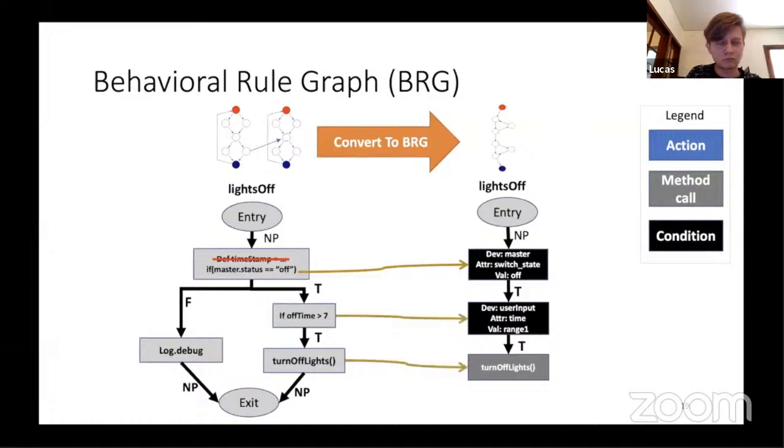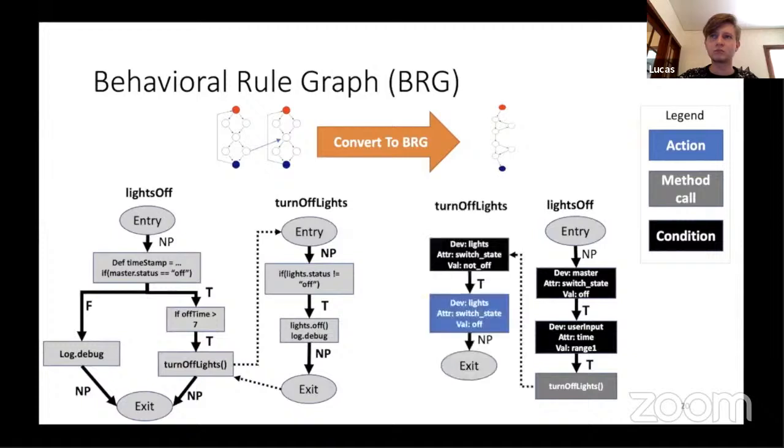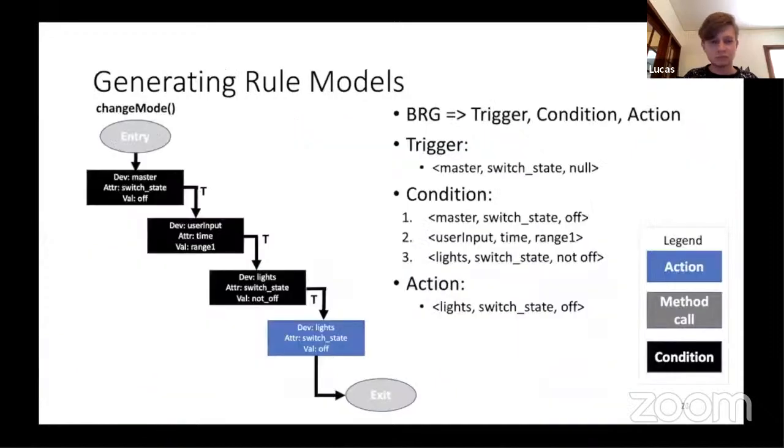Then we do the same steps with each node and we annotate each node based on its type. The false branch here does not contain anything that will be affecting the environment. Therefore, we discard this branch. Then we perform the same step for the second method, the CFG of turnOffLights. We generate the corresponding BRG nodes. Then by the end, we will have the BRG graph where we have identified a set of triggers, conditions, and actions based on the IoT architecture that I described previously.